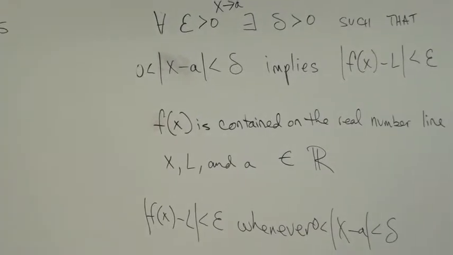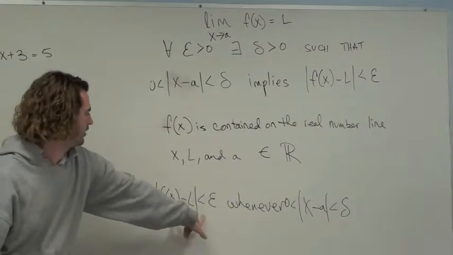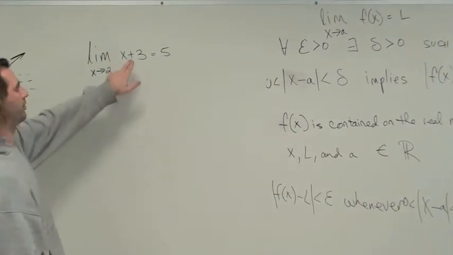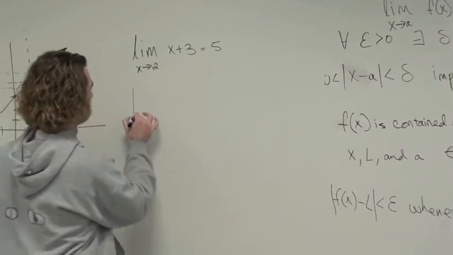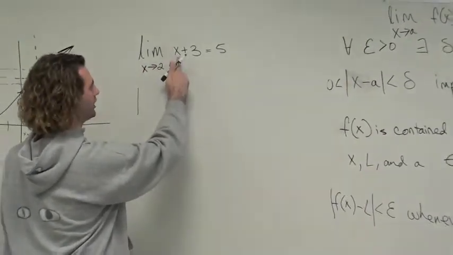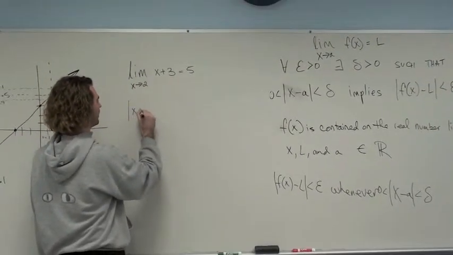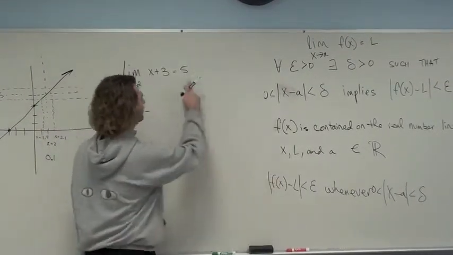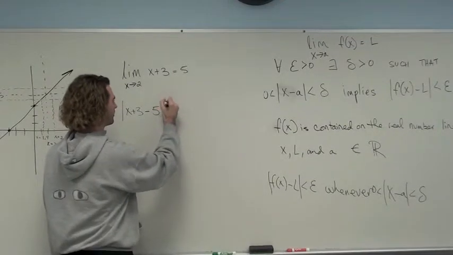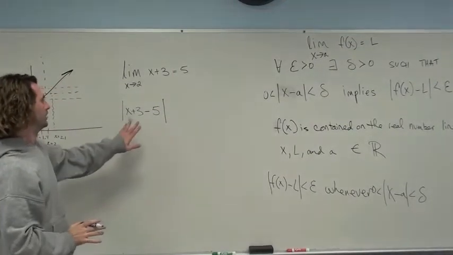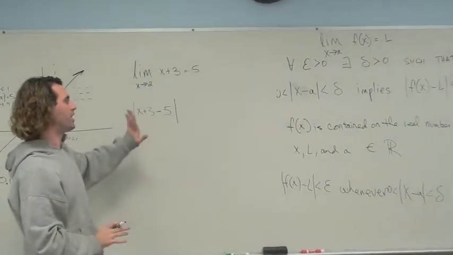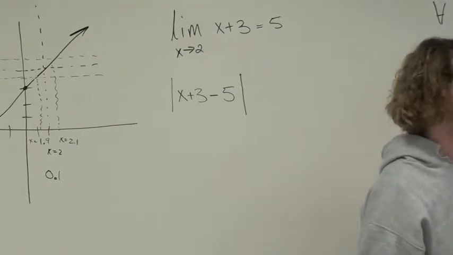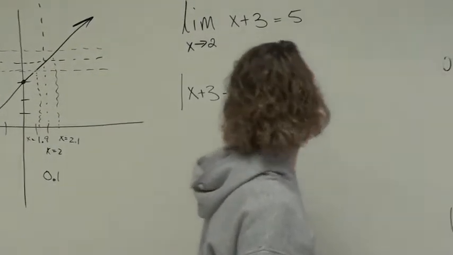So in this case, we want to start with this piece, how the epsilon is defined. So we're going to start with our absolute value of f(x), in this case x + 3, minus L, our limit, 5. So our goal now is to somehow manipulate this so that we could find this in it, the absolute value of x - a.